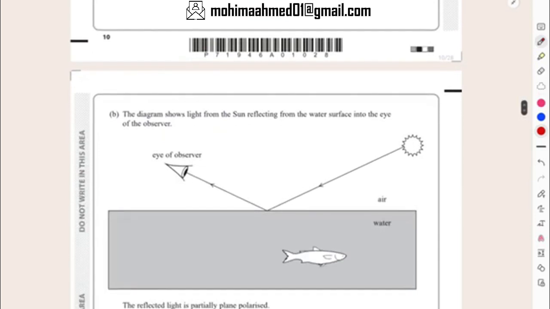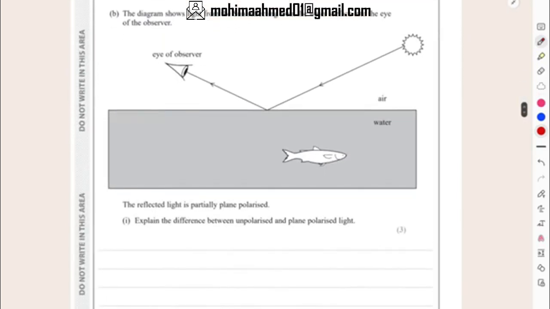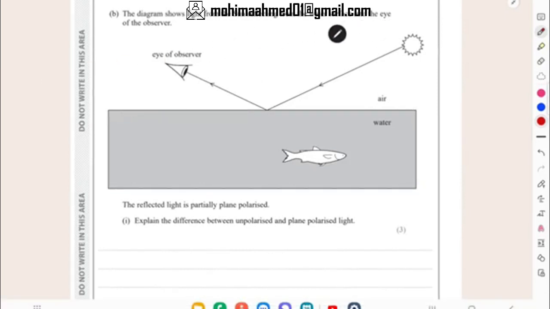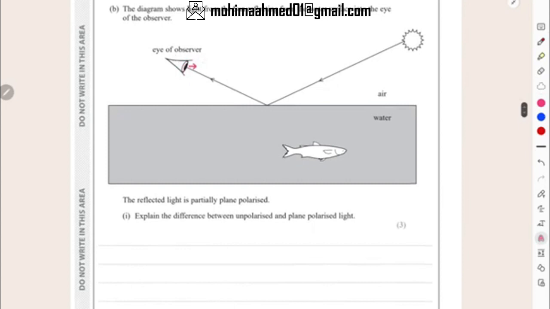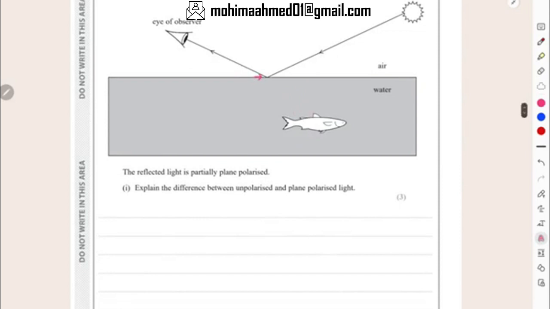I hope it was clear. Moving on to option B. The diagram shows some light from the sun reflecting from the water surface into the eye of the observer. Now, this is the eye of the observer. Sorry, the sun is releasing the light. It strikes this air-water boundary and goes back to the observer, right? Because of this reflected light, the observer cannot actually see anything underneath the water surface because light never passed through it, right? Light gets reflected from the water surface.